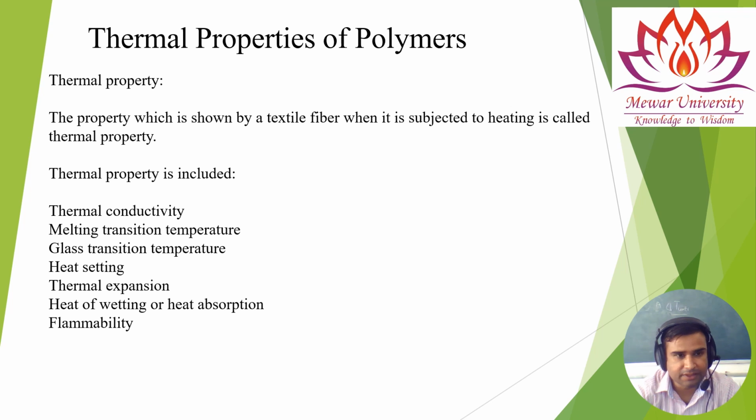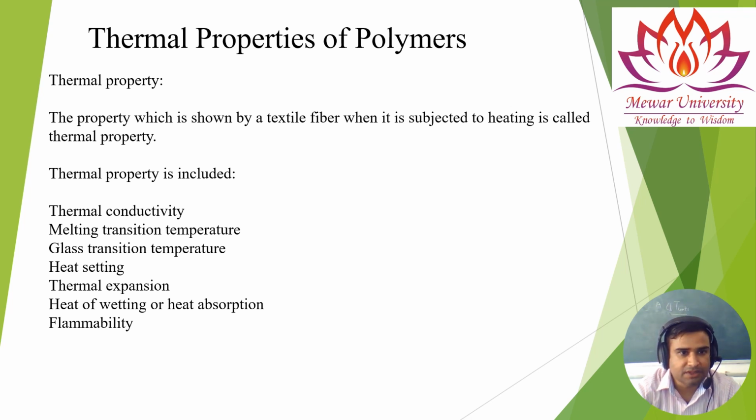So thermal property, as the name suggests, thermal means we will be studying the heat property of the polymer. So what are the thermal properties? You see the definition of a thermal property. The thermal property is shown by the textile fiber when it is subjected to heating. That means whenever the polymers undergo heat, they will change their properties. So how they will change their properties, that we will study in their thermal properties.